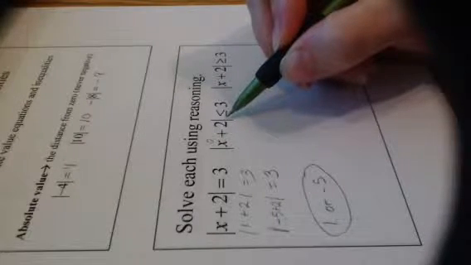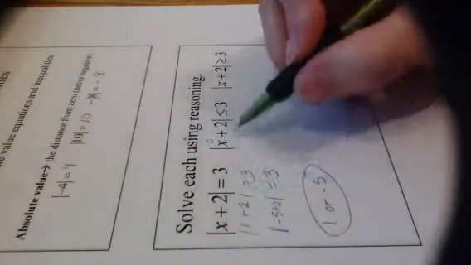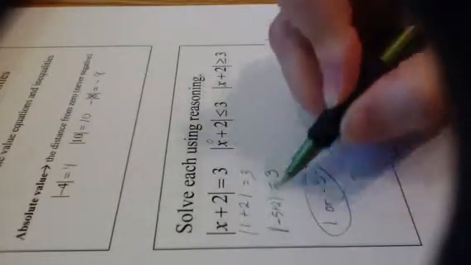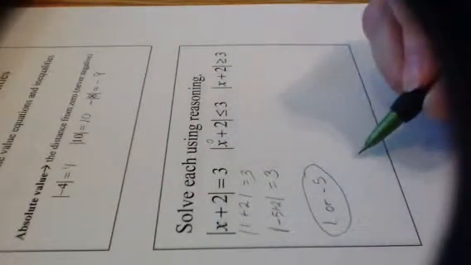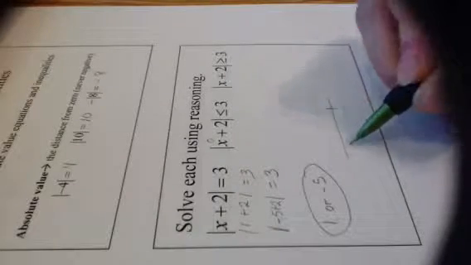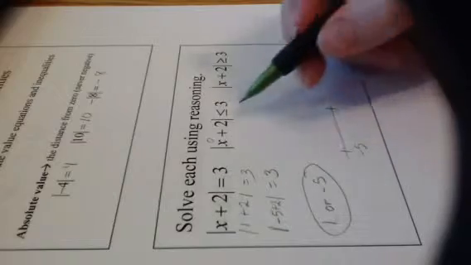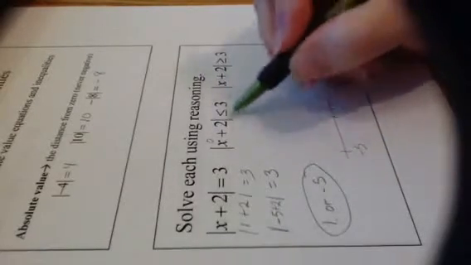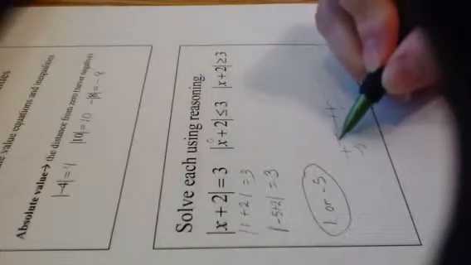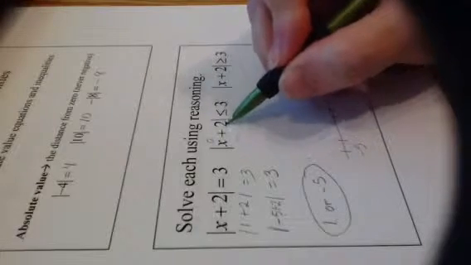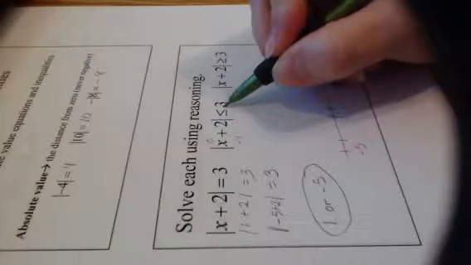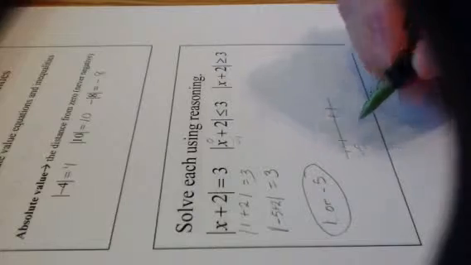I'm picking numbers in between 1 and negative 5. So there's 1, there's negative 5. If I pick 0, then that makes it true. If I pick negative 4, negative 4 plus 2 is negative 2, and that's less than 3.